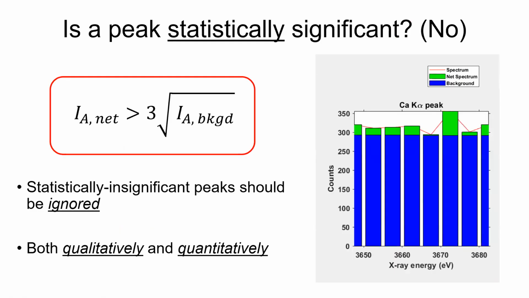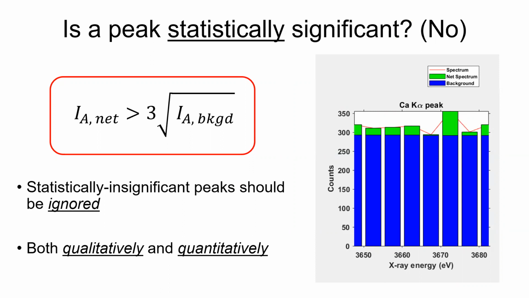Another question we can ask is, when we see these peaks in the spectrum, are they actually statistically significant? We have an example here of a peak that is not statistically significant. There's an easy equation that describes this, right here. Your net counts, the counts where you have the background removed, need to be greater than 3 times the square root of the background over the same window.